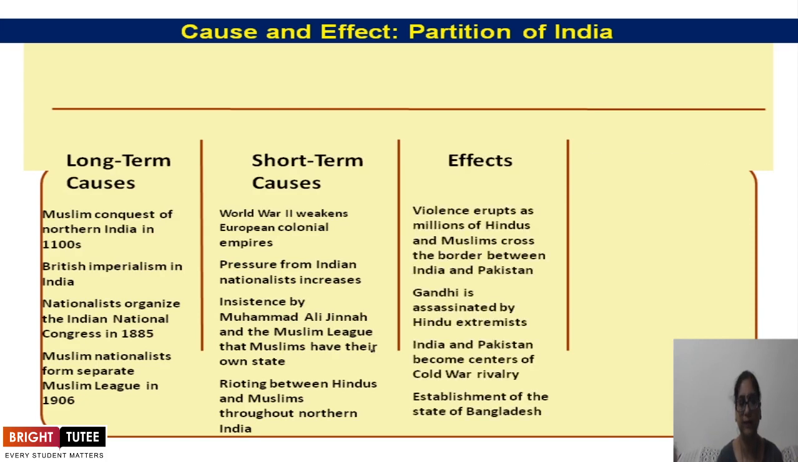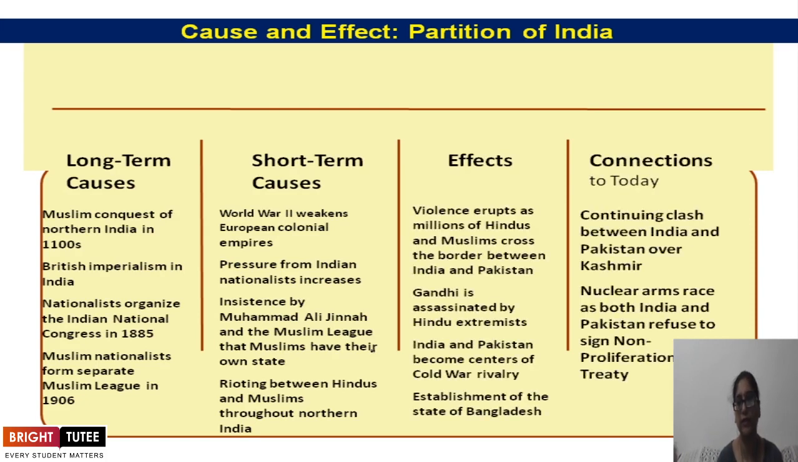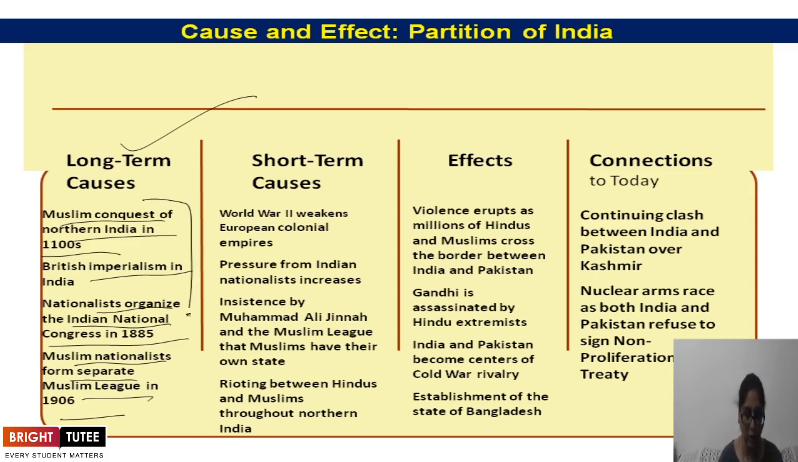Now we see there are some causes and effects of partition of India. Let's talk about the long term causes. Muslim conquest of northern India in 1100 and British imperialism in India. Nationalists organized the Indian National Congress in 1885. Muslim nationalists formed a separate Muslim League. These were the long term causes just because of which India was parted.